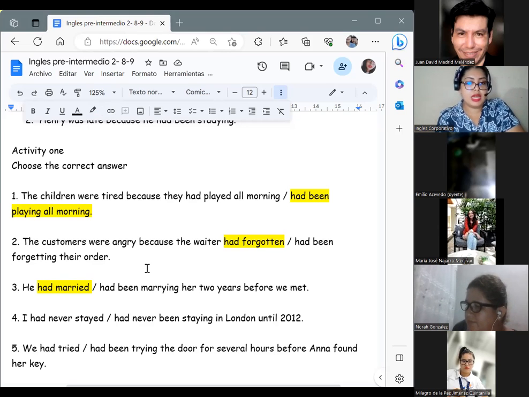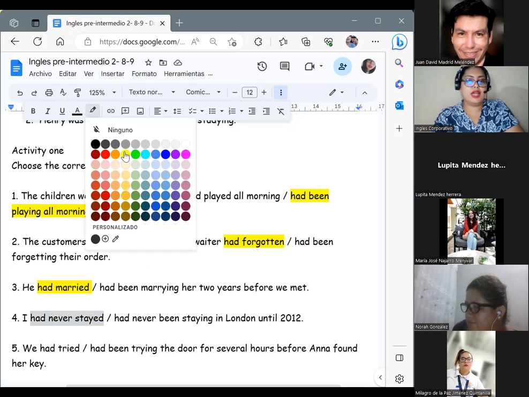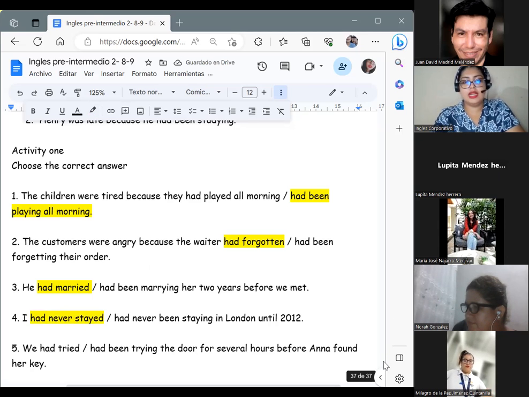Next one. I had never stayed in London until 2012. Or I had never been studying in London until 2012. Yo nunca me había quedado en Londres hasta el 2012. Yo nunca me había estado quedando en Londres hasta el 2012. The first one. Very good. Had never stayed. Nunca me había quedado en Londres hasta el 2012.